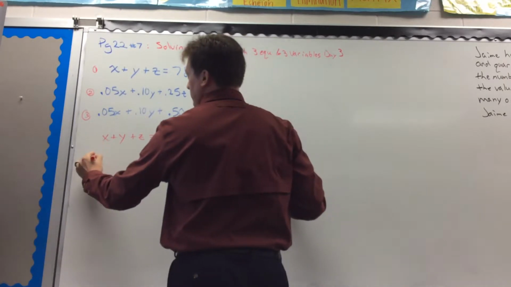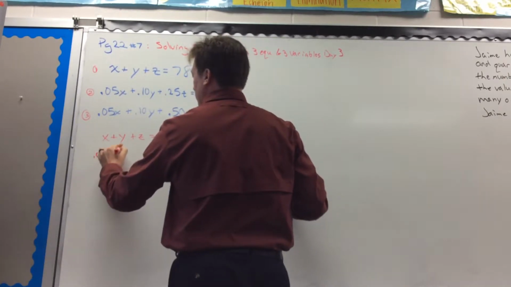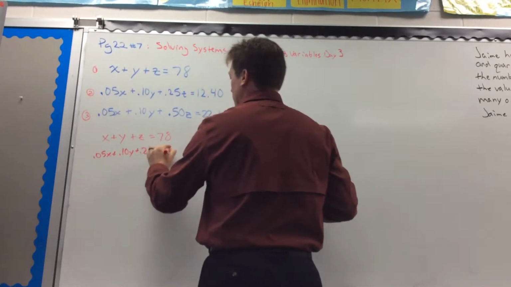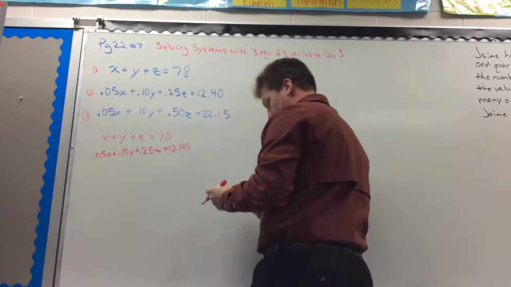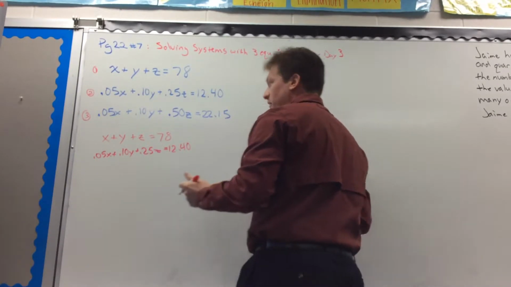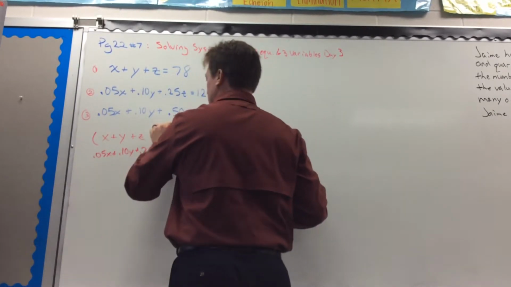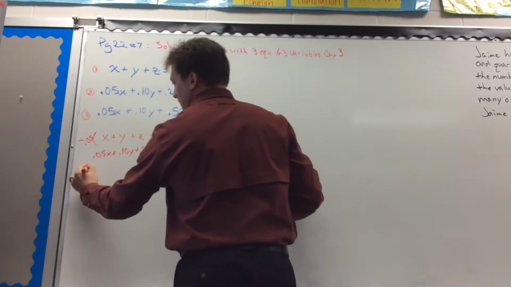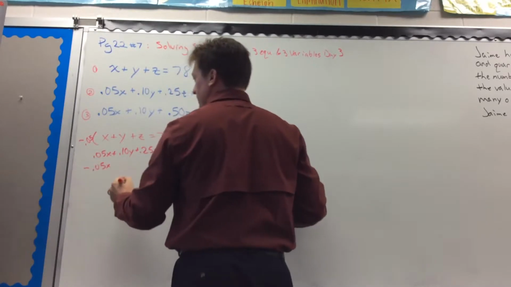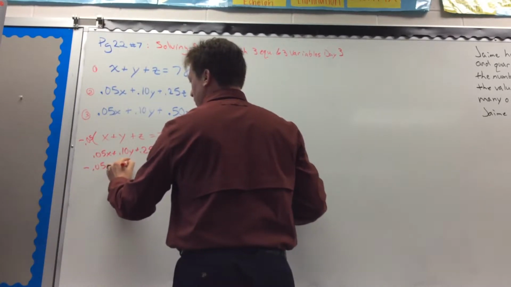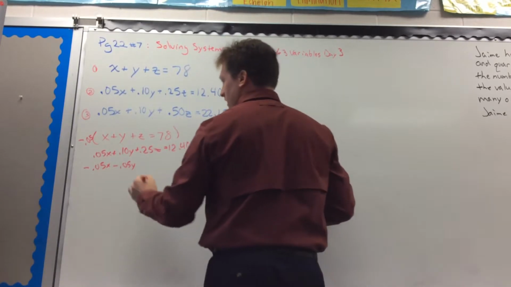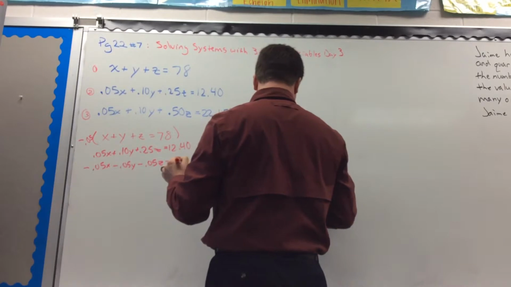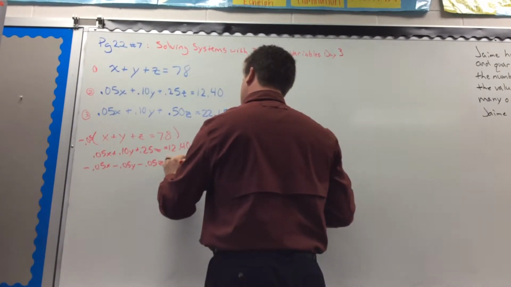Then I have 0.05x plus 0.10y plus 0.25z is equal to $12.40. So I'm going to multiply the top equation by a negative 0.05. And that's going to give me negative 0.05x minus 0.05y minus 0.05z is equal to negative 3.90.